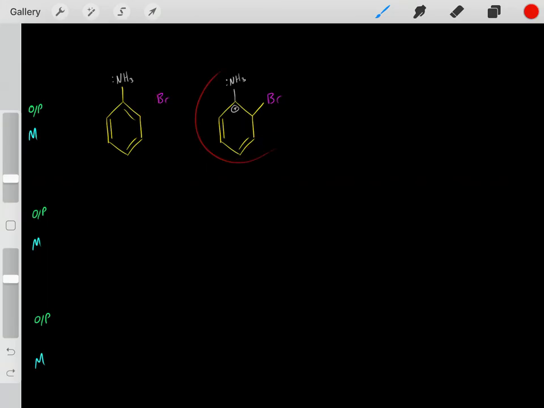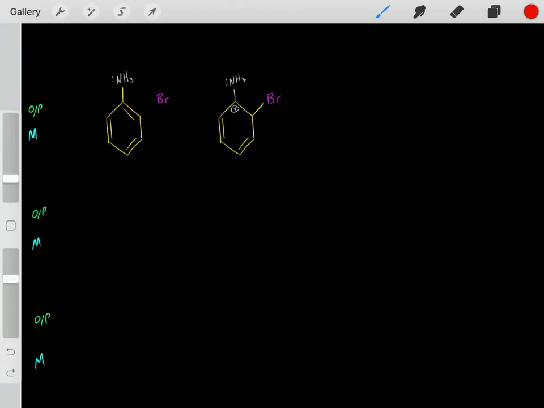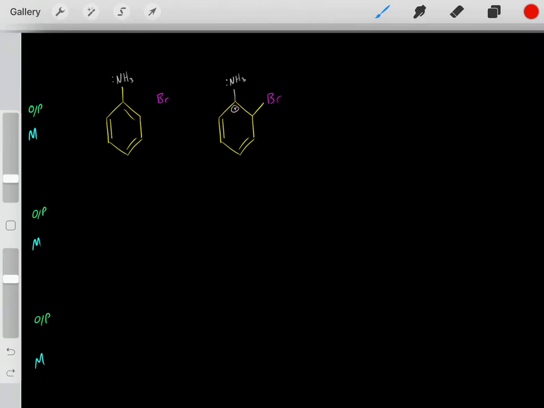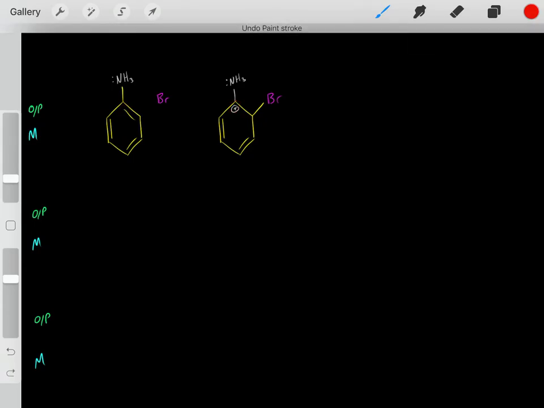But if we add it on the ortho position, we create this transition state. And we think, is this stable? Is this transition state stable? Well, let's think about it. We have a positive charge here because, again, we know when we attack, we form that bond. So we form this bond. But then this carbon loses its electrons. It lost electrons in this pi bond, so now it's positively charged.